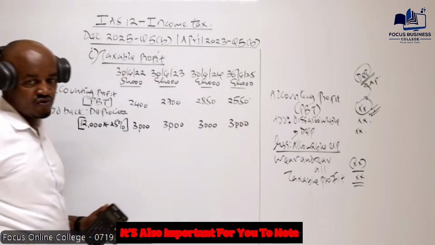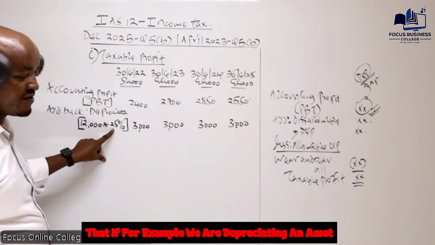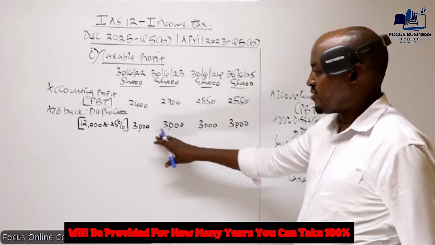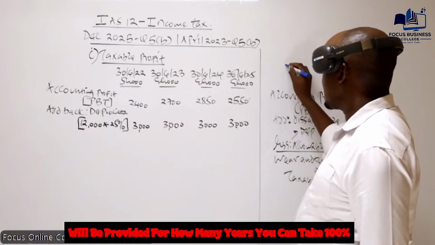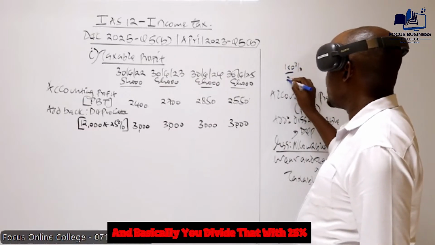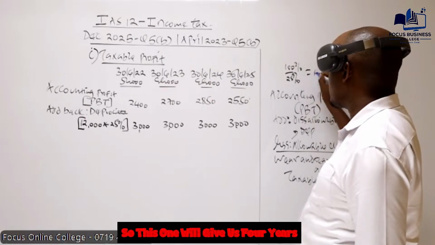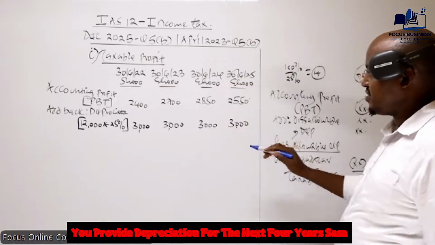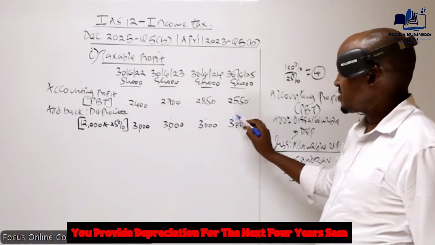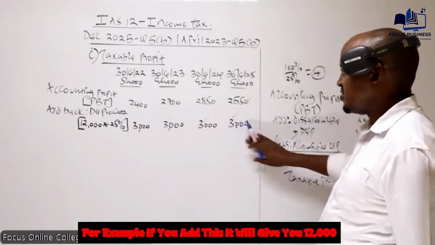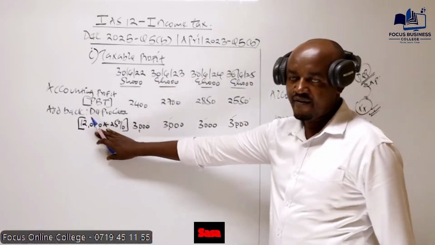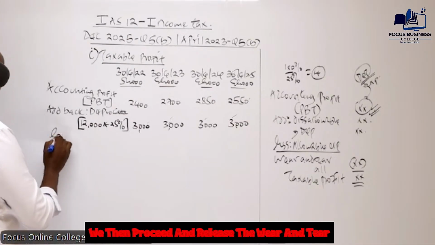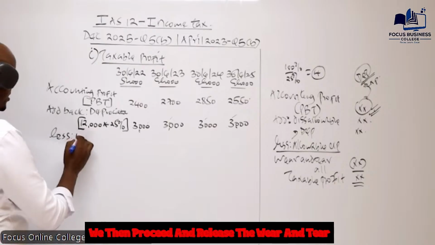It's also important for you to note that if, for example, we are depreciating an asset at the rate of 25%, for you to know for how many years depreciation will be provided, you can take 100% and divide it by 25%. This will give us 4 years. So if you are depreciating an asset on straight line, you provide depreciation for 4 years. That's why, for example, if you add this, it will give you 12,000. Yes. So then, after adding back the depreciation, we then proceed and we less the wear and tear.